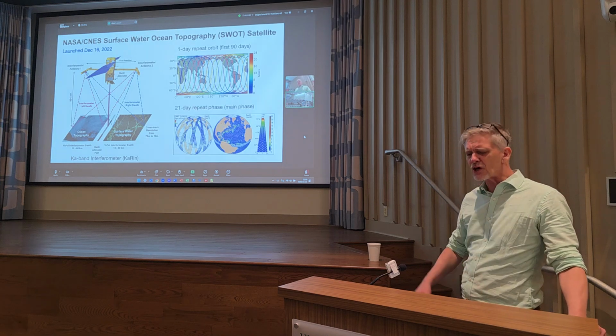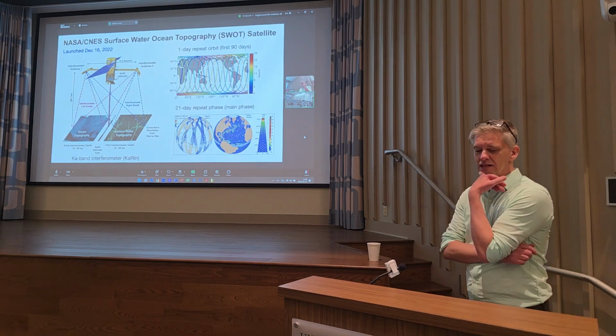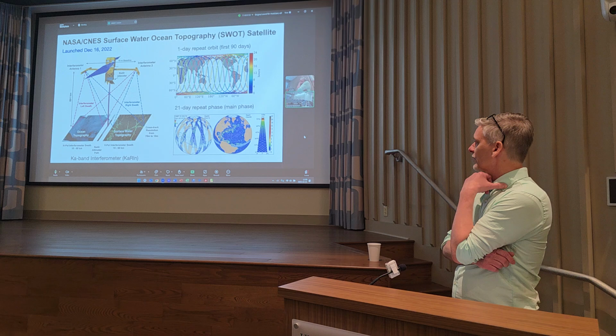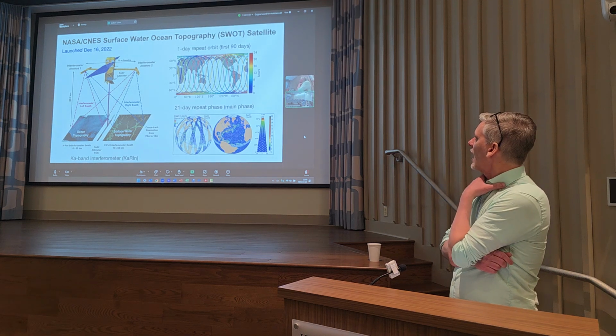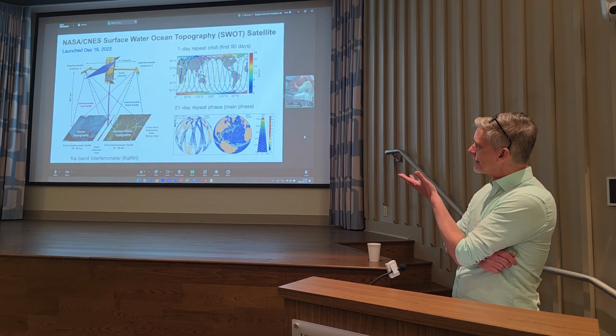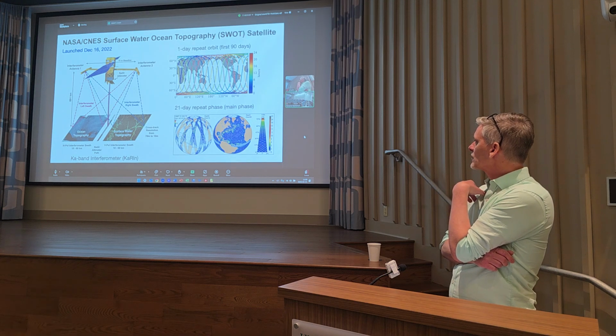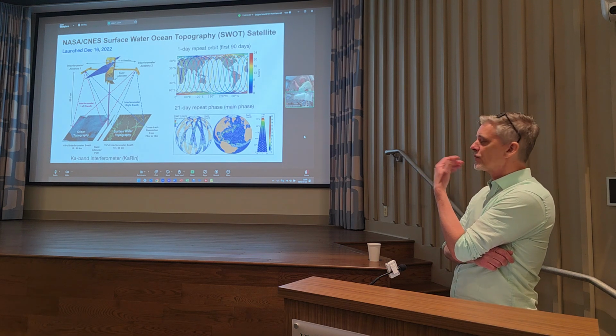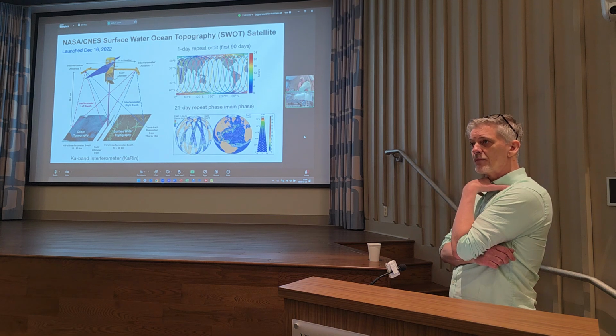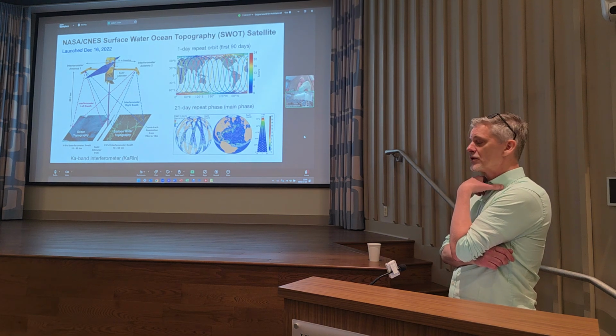But to start with, in case you don't know what SWOT is, or even if you do, I might focus on some parts that you don't know. So it's an interferometer. It's a new satellite buzzing around in a near polar orbit, and so it sweeps out over the course of about 21 days, covering most of the globe, the oceans.